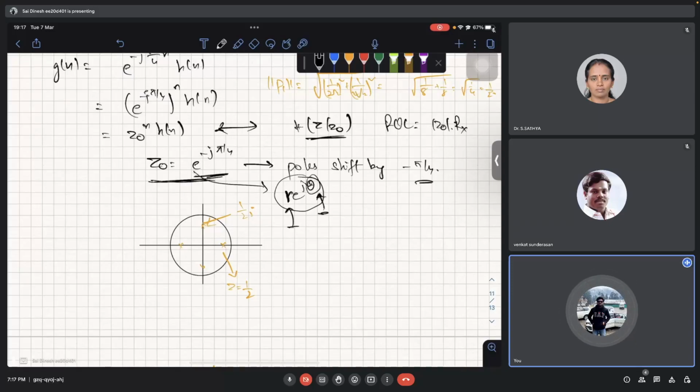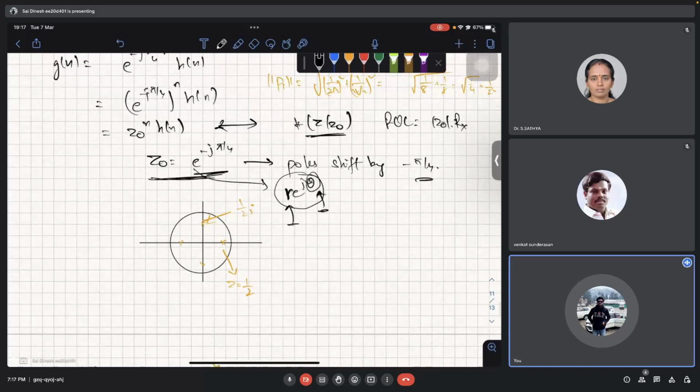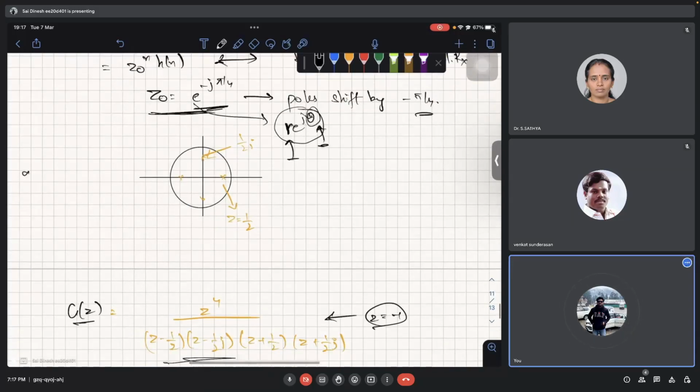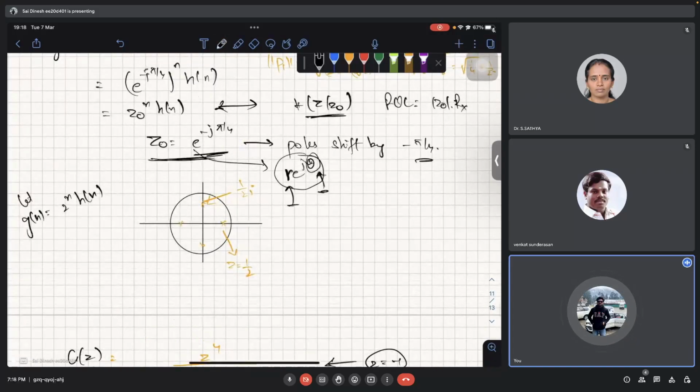So now if we have e power minus j pi by 4, it means that the poles are shifted by minus pi by 4. Usually, if you have, let's say, g of n is 2 power n into h of n, the poles will be shifted by twice. So magnitude 1 by 2 becomes magnitude 1. Since we have a unit magnitude complex exponential, this creates a shifting by that angle.